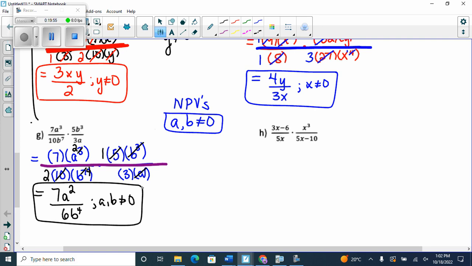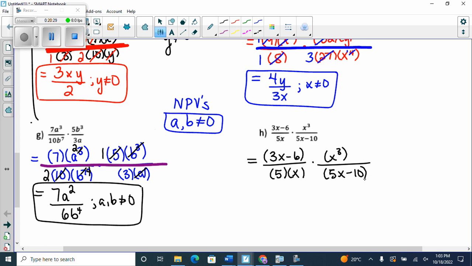H has some monomials and some binomials. Do you see that? So technically, if I were to rewrite this one, I would have 3x minus 6 in a bracket. I would have 5 and x in separate brackets because they're monomials. I would have x cubed in its own bracket. And I would have 5x minus 10 in its own bracket. Because they're attached. Can I do anything else, though? The top left, can I do anything to it?